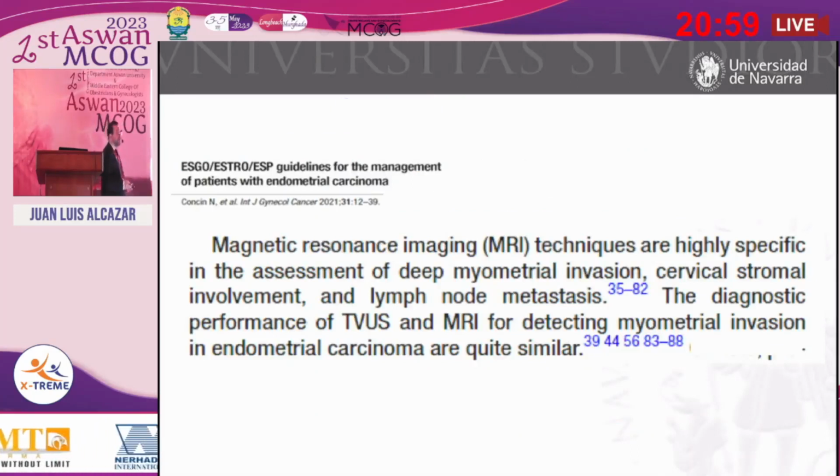And this is why in the most recent ESGO, European Society of Gynecologic Oncology guidelines, it is established for the first time that the diagnostic performance of TVS and MRI are quite similar. So you can use ultrasound.